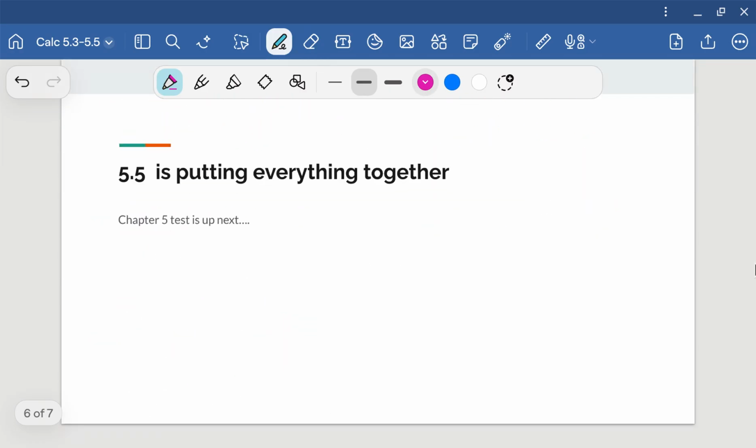In 5.5, it's similar to that question where we were graphing. It's literally putting everything together using all the information you have now. With that said, coming up next, I'll do the chapter test.